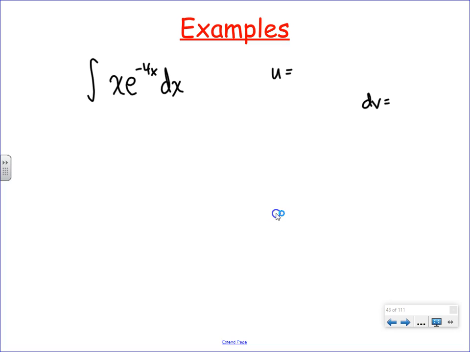Who's u? You got negative 4x. No, that's dv. Who's u? Is there a log? No. Is there inverse trig? No. Is there something algebraic? Yes. So just x. Right? We have to get ourselves out of the u sub phase. This is a section of entirely integration by parts examples.